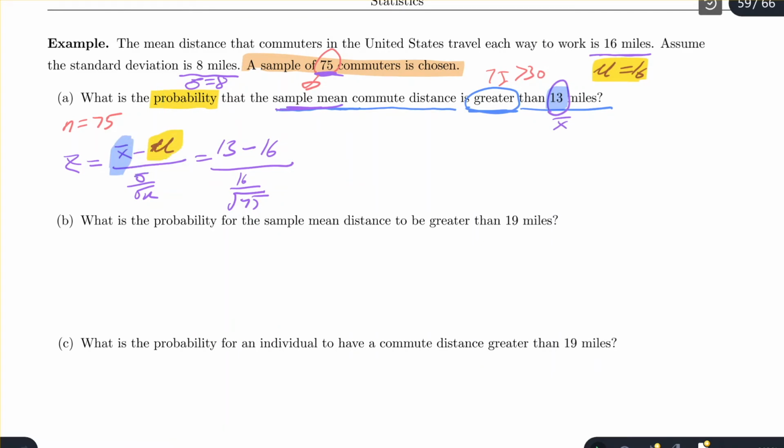This right here. Okay, so don't confuse those means. And the order does matter. If you did 16 minus 13, our answer will be incorrect.